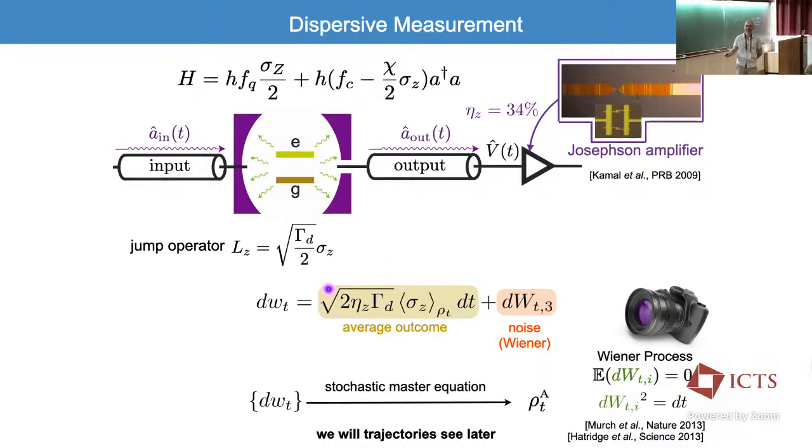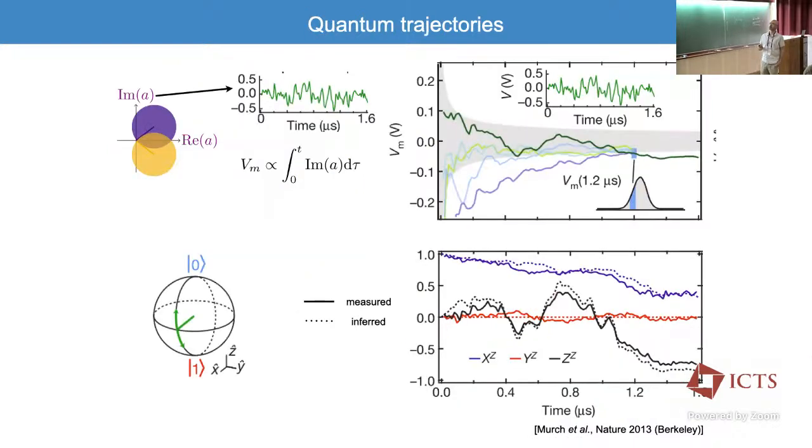All right. So you have this average outcome, and then the Wiener process that characterizes the innovation, so the noise. And so we can do a stochastic master equation using this record. Now there's a single stochastic master equation, and we solve this, right? And we get the results I mentioned already yesterday. So this kind of quantum trajectories.